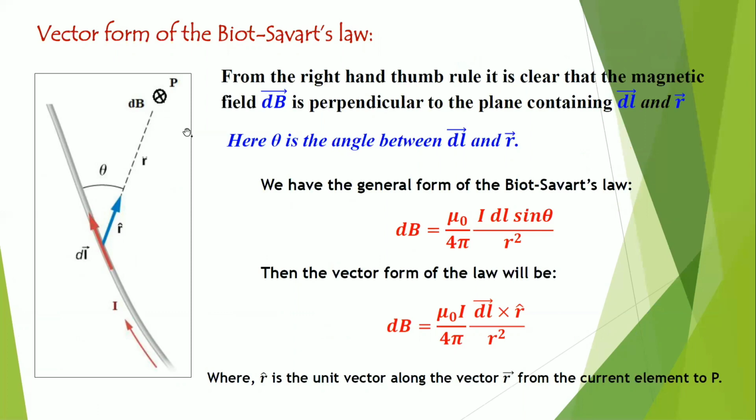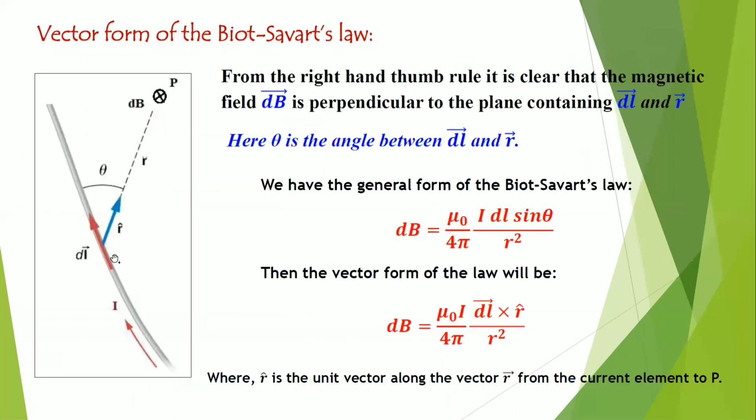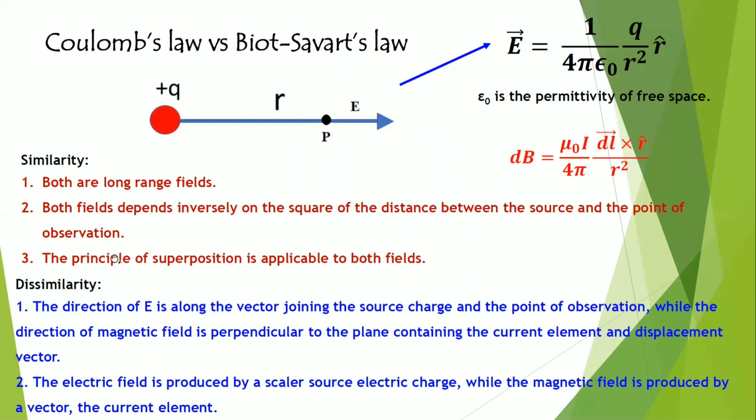So we can say that the direction of E is along the vector joining the source charge and the point of observation, while the direction of the magnetic field is perpendicular to the plane containing the current element and the displacement vector. And the electric field is produced by a scalar source, the electric charge, while the magnetic field is produced by a vector, which is the current element. This current element is a vector quantity. So these are the similarities and dissimilarities between Biot-Savart's law and Coulomb's law.